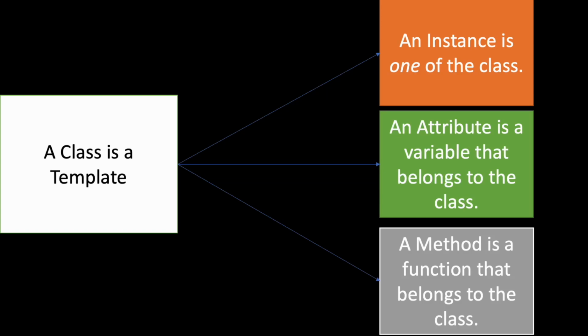By the end of this session, you're going to know how to create a class and an instance of your class. We're then going to look at the difference between an attribute and a method.